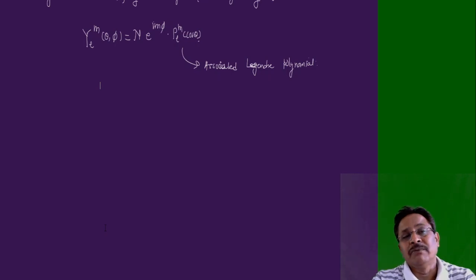That means for an electron in a hydrogen atom, in whichever orbital it is, all its physical properties can be found out once we know these spherical harmonics. And to understand and to know these spherical harmonics, we must know this associated Legendre polynomial.